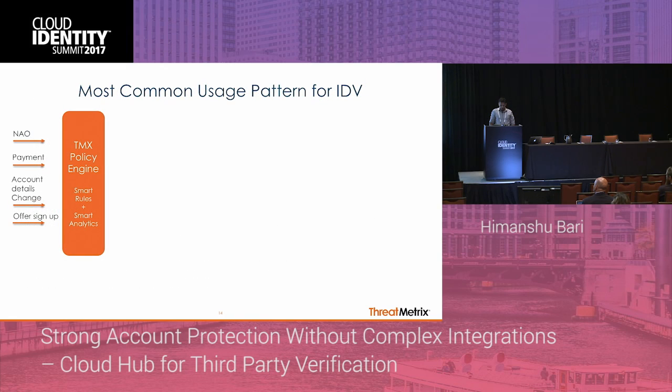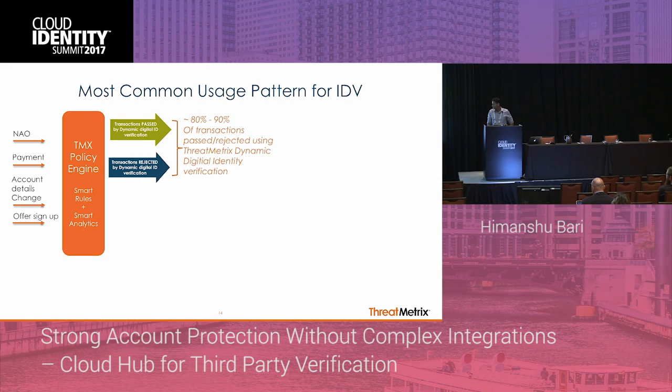So from a usage pattern standpoint, the classic usage pattern that we see is the transaction comes into our network, be it a new account opening transaction or a payment or account details change. And based upon what we already know about that particular user, through our network, we will either pass or reject that transaction, and that is typically 80 to 90% of transactions that we are able to just give a decision based on what we know.